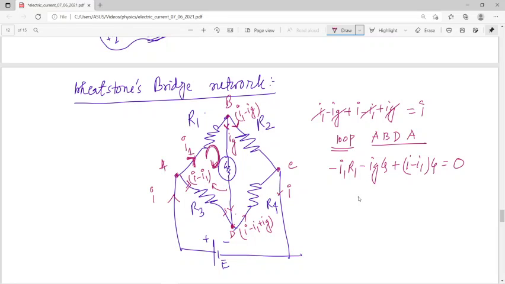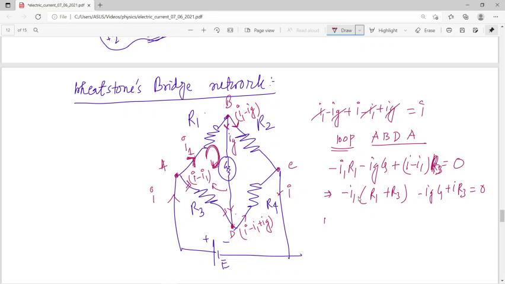So what we can write from there, that means if we take minus I1, this is I1, and no, I am writing wrong. This is R3. Okay, this is R3. So this is R1 plus R3 minus Ig into G and plus I into R3, that is equal to 0.